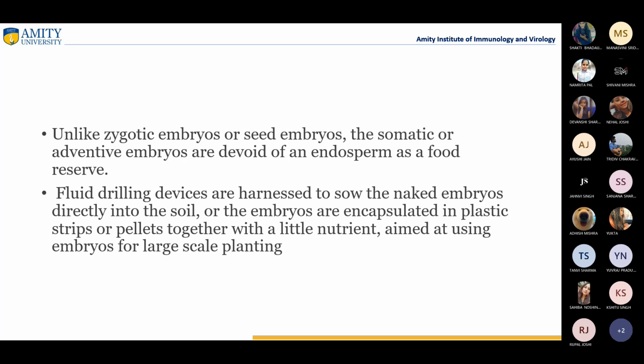So fluid drilling devices are sometimes harnessed to sow the naked embryos directly to the soils, or these embryos are encapsulated in some plastic strips or pellets together with a small amount of nutrient, aimed at using embryos for large scale planting. So this is how they are going to do it artificially, right?